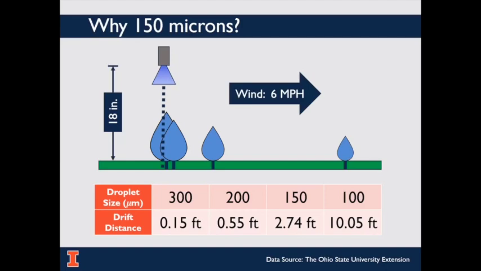To illustrate the reason why 150 microns is used as a threshold, consider this study done by the Ohio State University Extension several years back. Individual droplets of a controlled diameter were released at a height of 18 inches into a 6 mile per hour wind. As you can see, the 100 micron droplet moves significantly further than the 200 or 150 micron droplet. For the purposes of reducing drift in agricultural applications, it's generally desirable to minimize the creation of droplets smaller than 150 microns, regardless of the requirements for coverage.